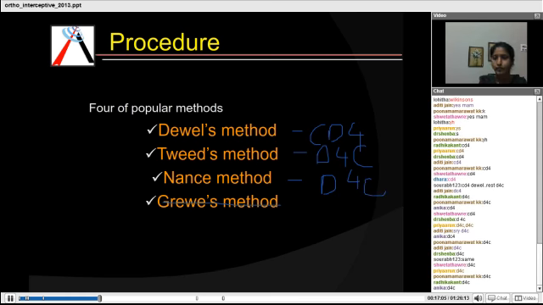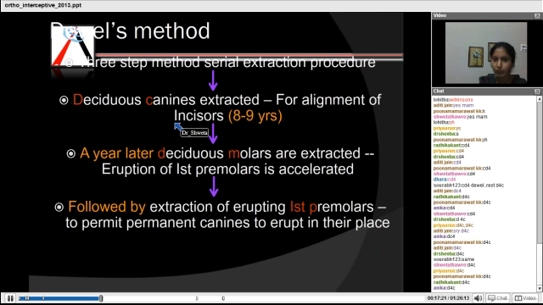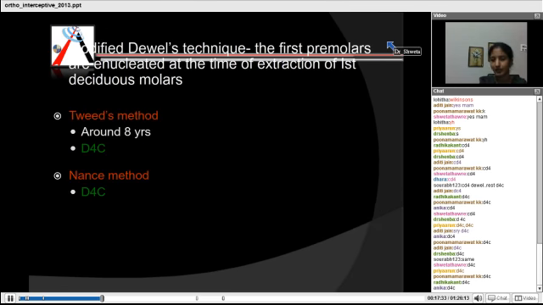So in Dewey's method, what you do is you remove the primary canine first. Then you remove the deciduous molar. And then you remove the first premolar. That is the order of Dewey's method. Deciduous canines are extracted at the age of 8 to 9. After a year, deciduous molars are extracted. Then your first premolars are extracted.